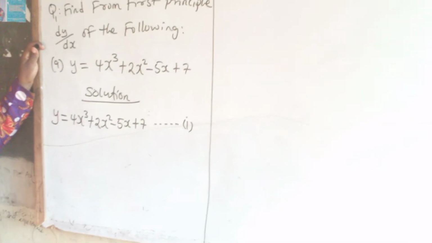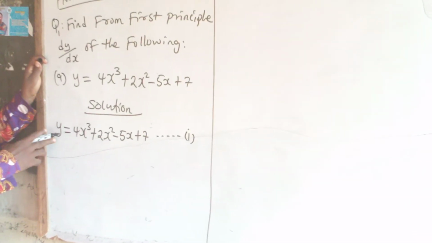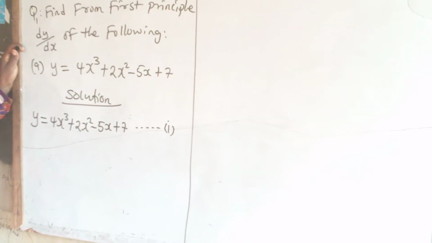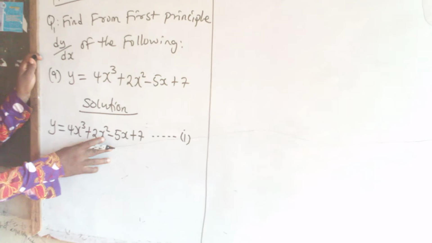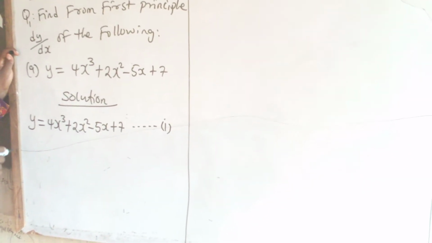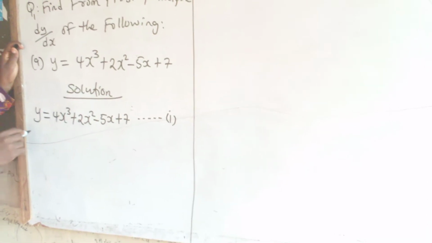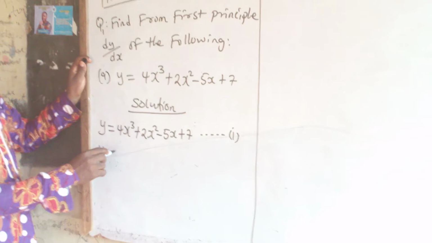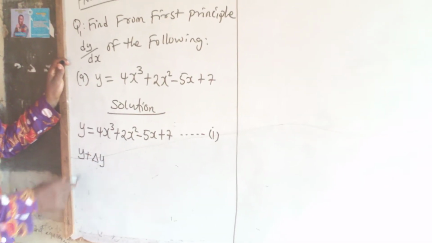So the next step is what? Any place you see y, you will add delta or change in y. Any place you see x, you will add plus change in x. See it here, like this place now. This is y. You say y plus, if I like, I can say change in y. Or you can call it delta y.